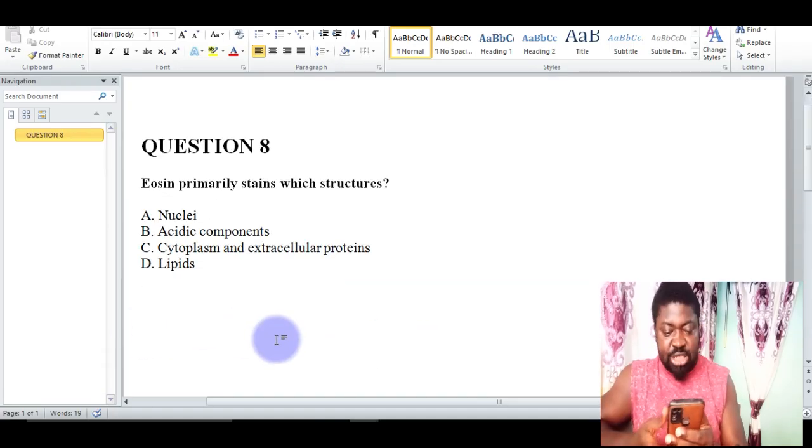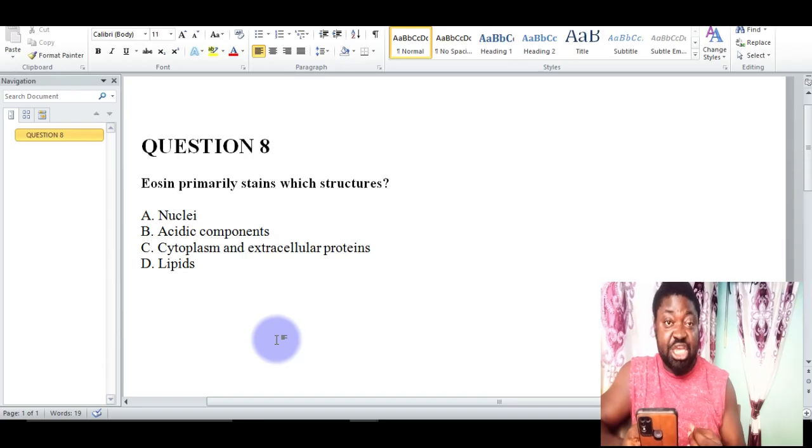The next is question 8. We're looking at eosin primarily stains which structure? They are given A, nuclear. B, acidic component. C, cytoplasm and extracellular protein, and D, lipid. The correct option here, note, is C, which is the cytoplasm and extracellular protein.